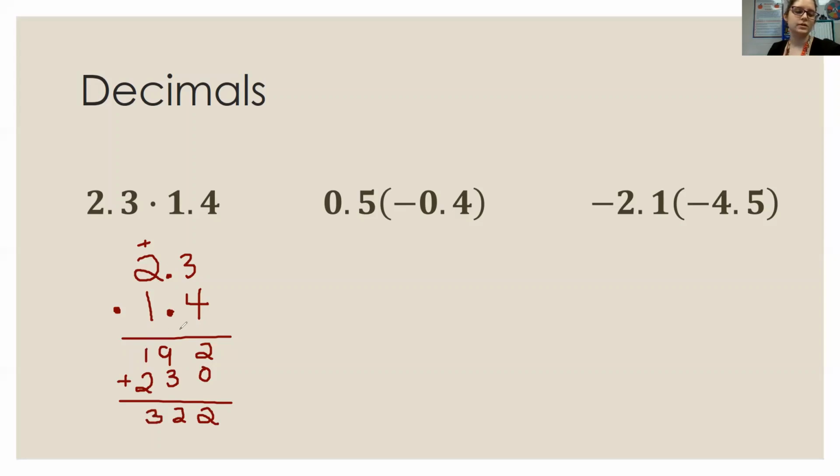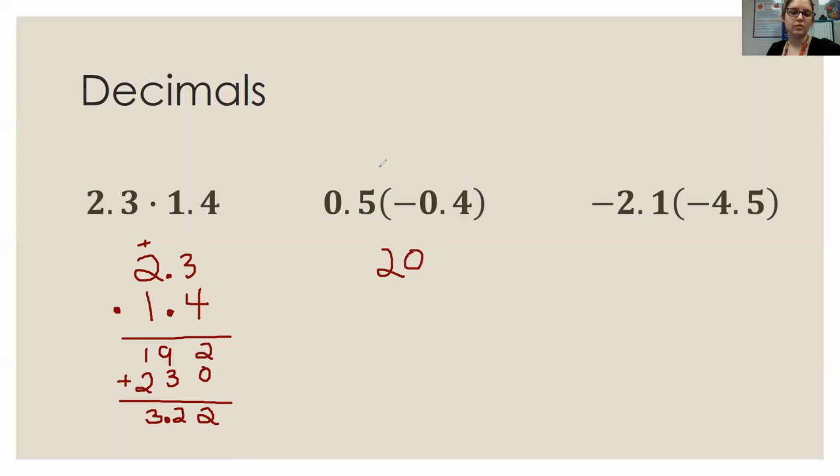Now, to find out where the decimal goes, I count every number in both factors that's behind the decimal point. So 3 and 4 are both behind decimal points. That's 1, 2. So I have 1, 2 numbers behind my decimal point in my answer. This was a positive times a positive, so I have a positive answer. Next one, 0.5 times negative 0.4. Well, I already know what 5 times 4 is, and that's 20.